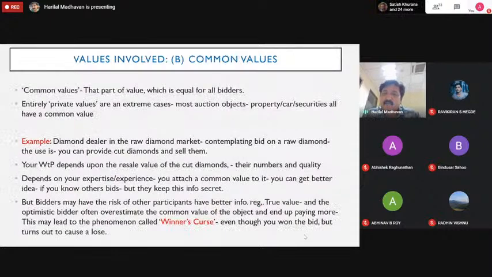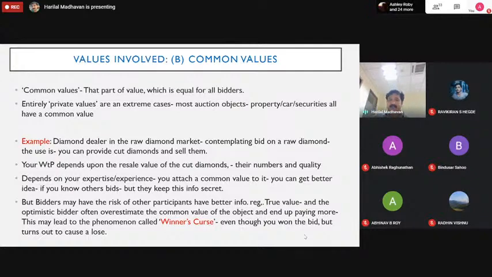Most of the commodities have a common value. Common value is that part of value which is equal for all bidders. There is nothing emotionally attached or anything like that. It's basically equal for all bidders. Entirely private values are in extreme cases. It might be possible, but usually a product does not have only private values; it has common values. Most auction objects like property, cars, or securities have a common value. If you think about a car, the common value is its resale value. That's true for everybody.